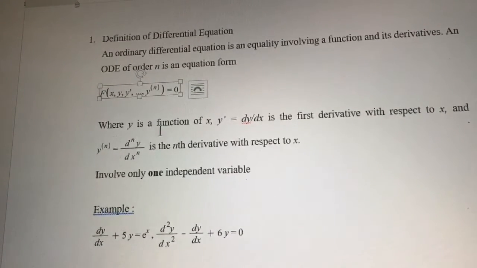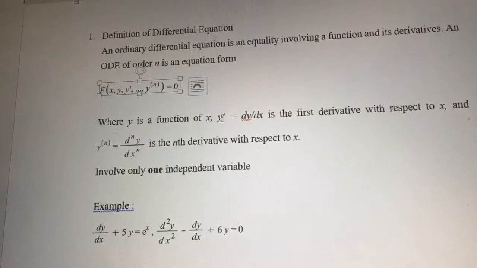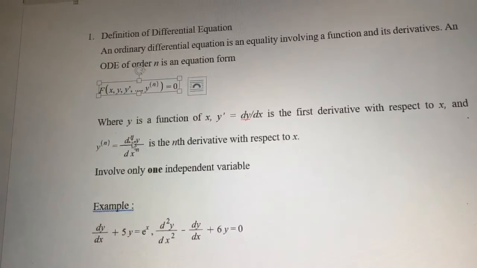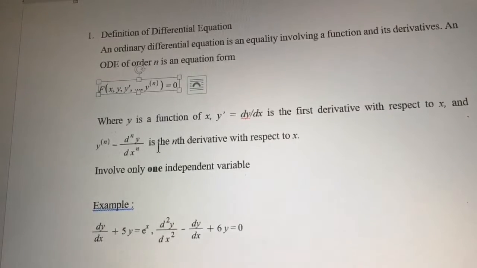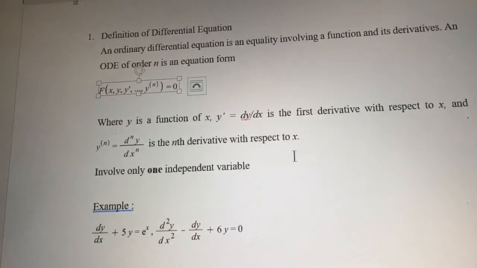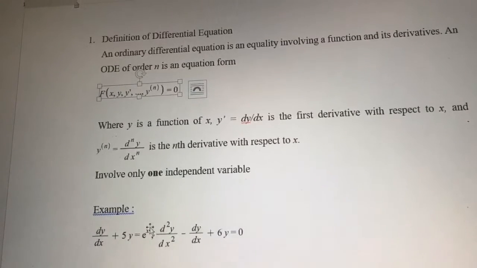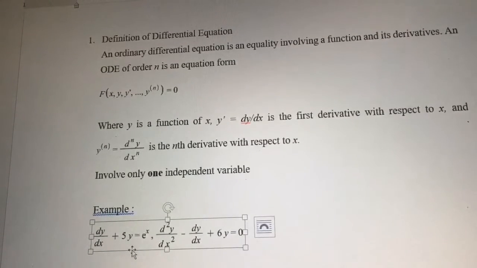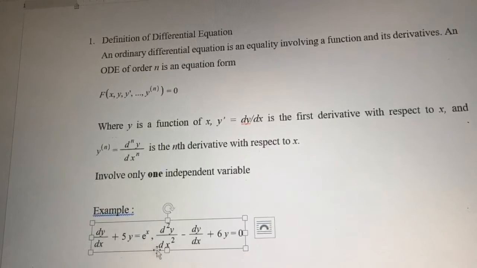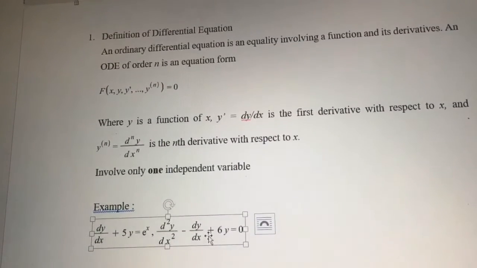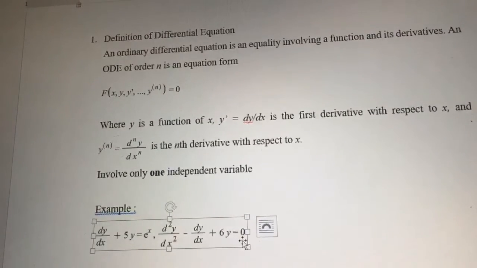Where y is a function of x, y prime equal to dy over dx is the first derivative with respect to x, and y to the power of n equal to d to the power of n y over dx to the power of n is the nth derivative with respect to x. It involves only one independent variable. For example, dy over dx plus 5y equal to e to the power of x, and d square y over dx square minus dy over dx plus 6y equal to 0.